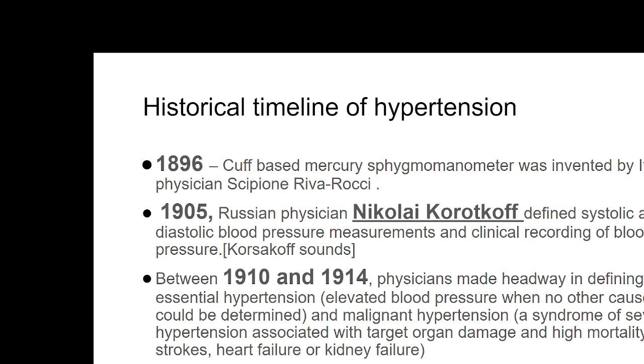But a cuff-based mercury sphygmomanometer was invented by an Italian physician in 1896, and all the clinical ideas of circulatory pressure or hypertension were made possible in 1896 and onwards. But the real standardized method of assessing blood pressure in an intact human body was established by a Russian physician called Nikolai Korotkov, and he defined systolic and diastolic blood pressure measurements without cutting the vessel, and what we still call Korotkoff sounds.